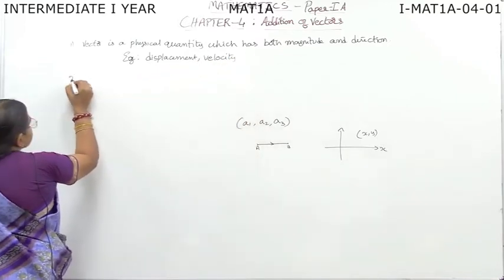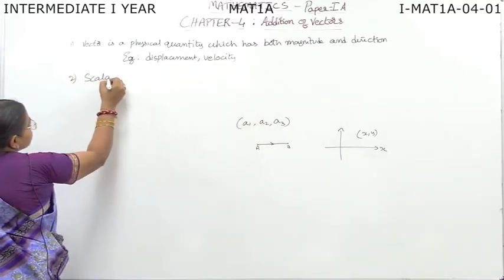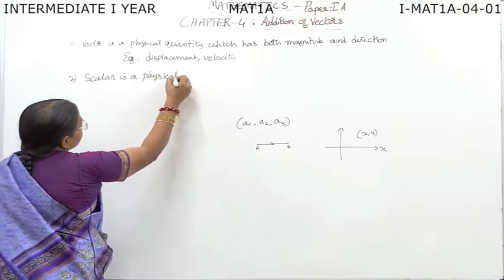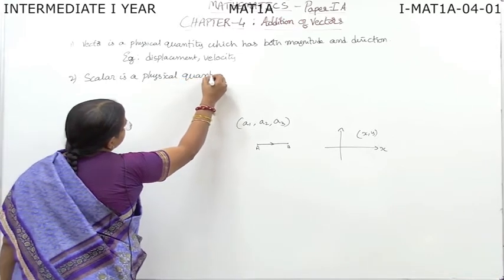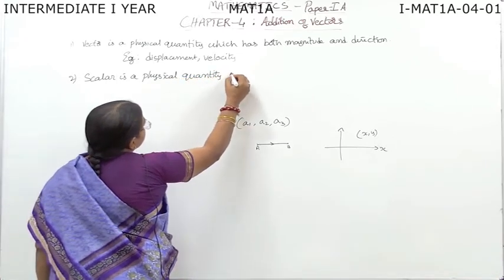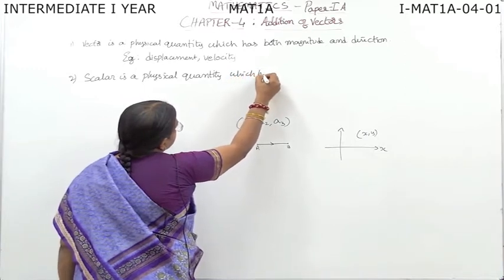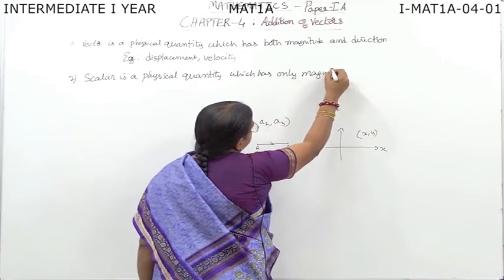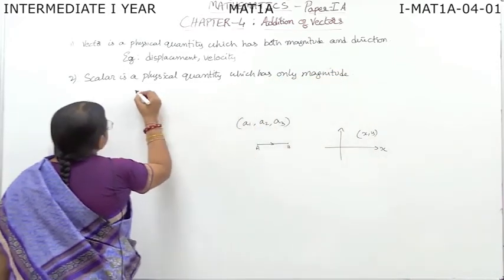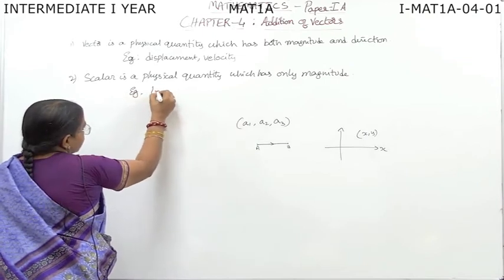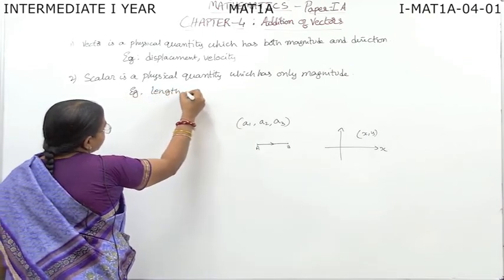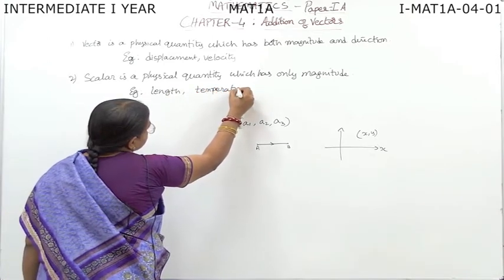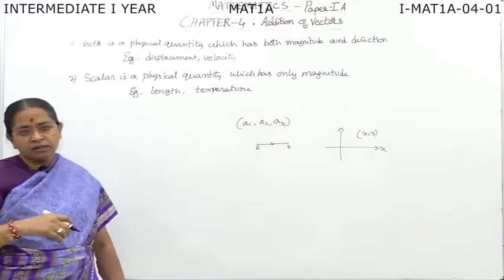Okay. Now, next is scalar. Scalar is a physical quantity which has only magnitude. Examples are length, mass, temperature. So these are the scalars.